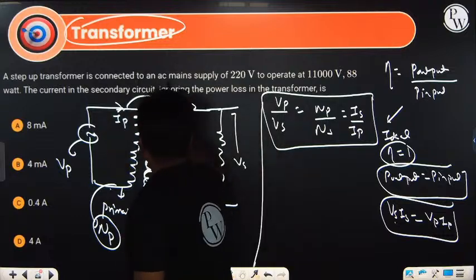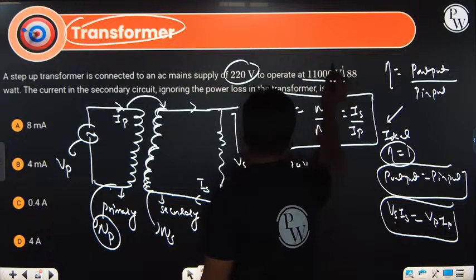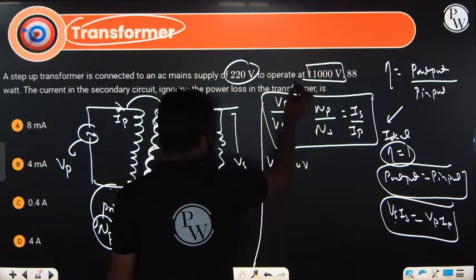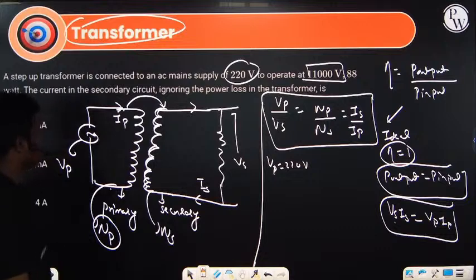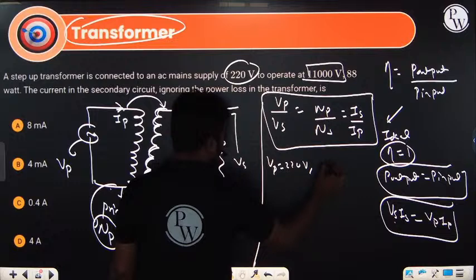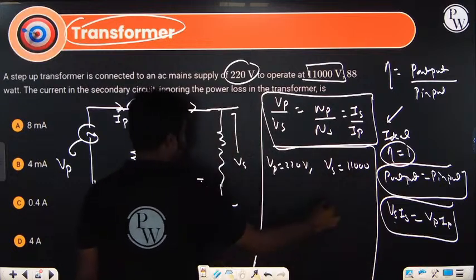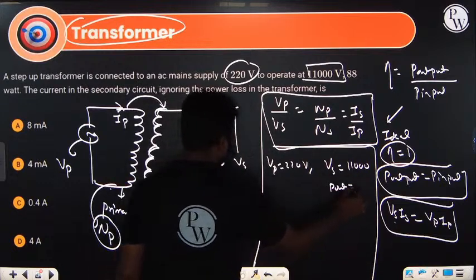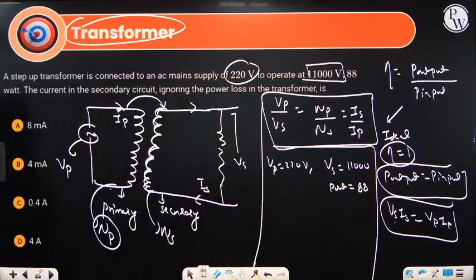A step up transformer is connected to an AC mains supply of 220 volt, so this Vp value is 220 volt. It operates at 11,088 watt. The current in the secondary circuit, ignoring the power loss. So here we can write Vp is this much, and the output voltage has to be 11,000. And the output power is 88 watt. The current in the secondary coil, ignoring the power losses, will be given by?